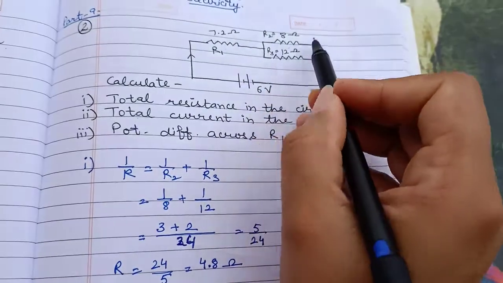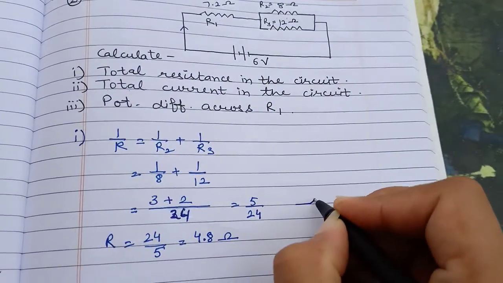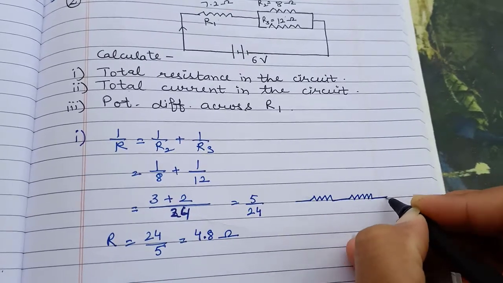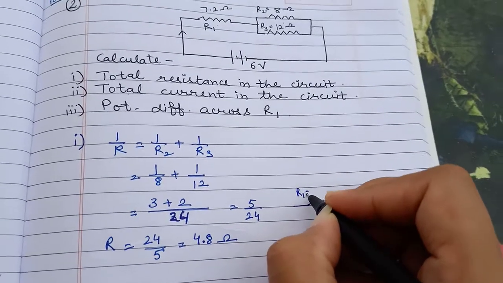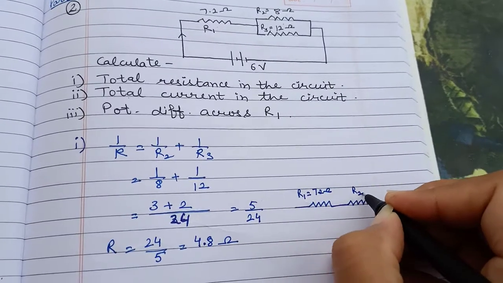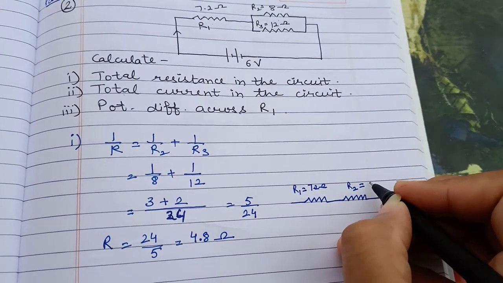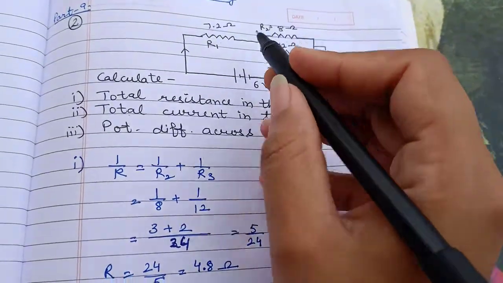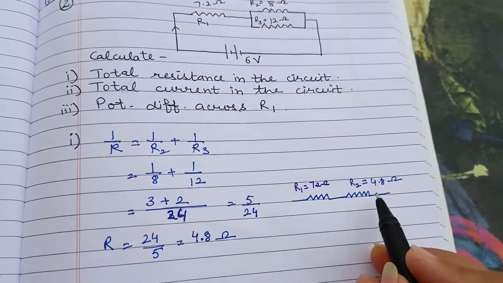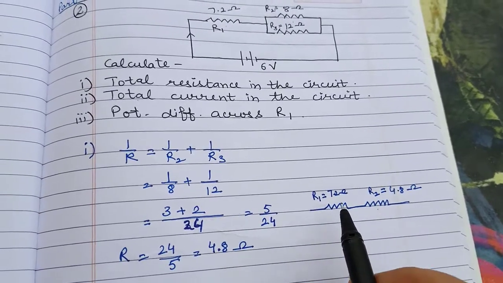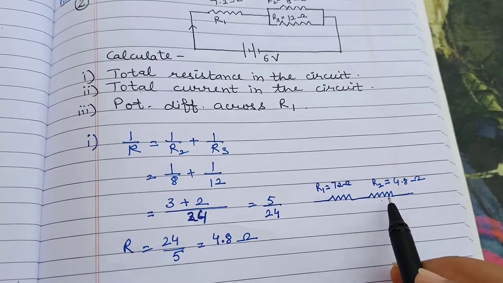That means the resultant of this. So we can draw one more diagram for this resultant. This is R1 which is equal to 7.2 ohm, and now this is R2, which will be equal to 4.8 ohm, meaning the resultant of the parallel combination is 4.8. So we can draw it like this. Now these two resistances are in series.